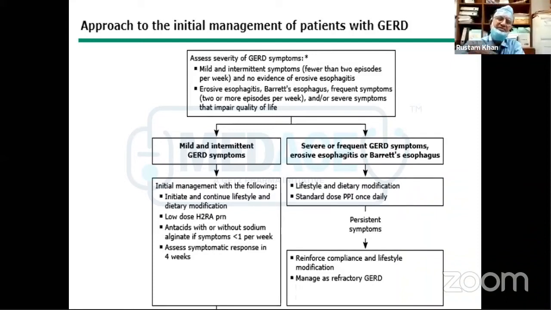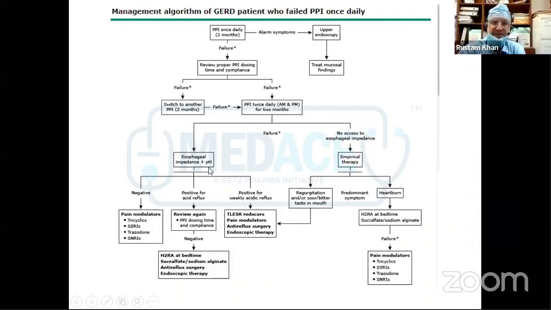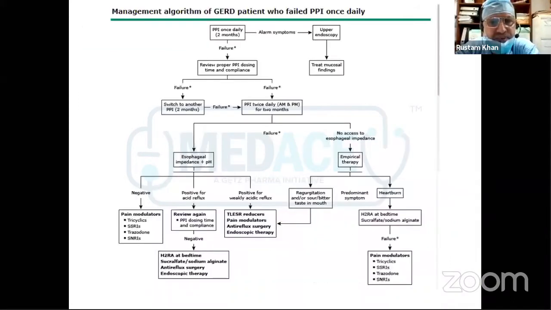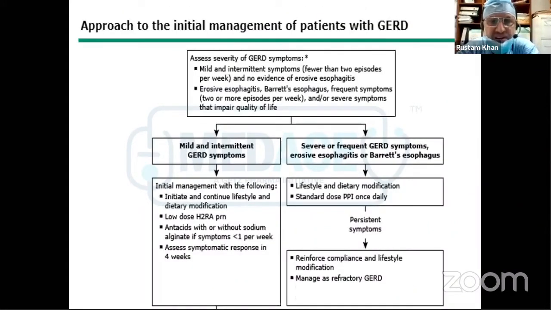This is practical, how you will approach a patient with GERD. If a patient with GERD has mild symptoms, mild symptom meaning less than once per week, initial management will be with lifestyle and dietary modification. This should be repeatedly asked of the patient, to take care of diet and lifestyle modification. And then a low dose H2 receptor blocker can be used in these mild symptom cases.